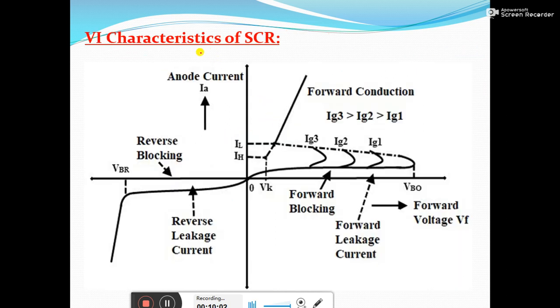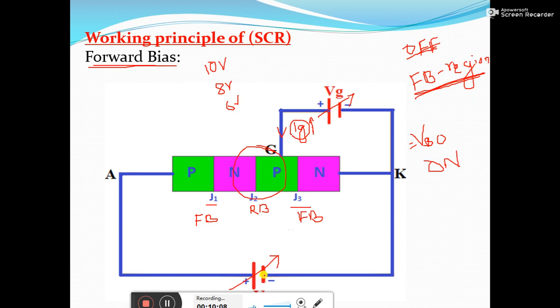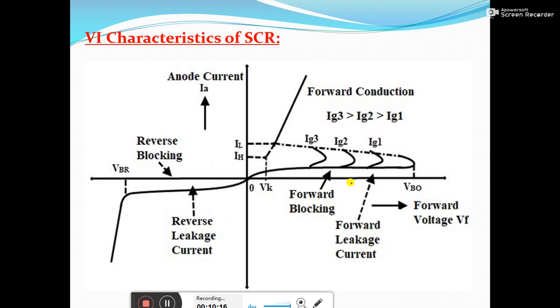If you see the VI characteristics of SCR here, you can see the forward biasing. In the forward biasing, both the voltage as well as the resulting anode to cathode current are treated as positive in nature. That's why you can draw them in the first quadrant. Initially, let's say this is without applying any gate potential, let's say I_G is equal to 0.